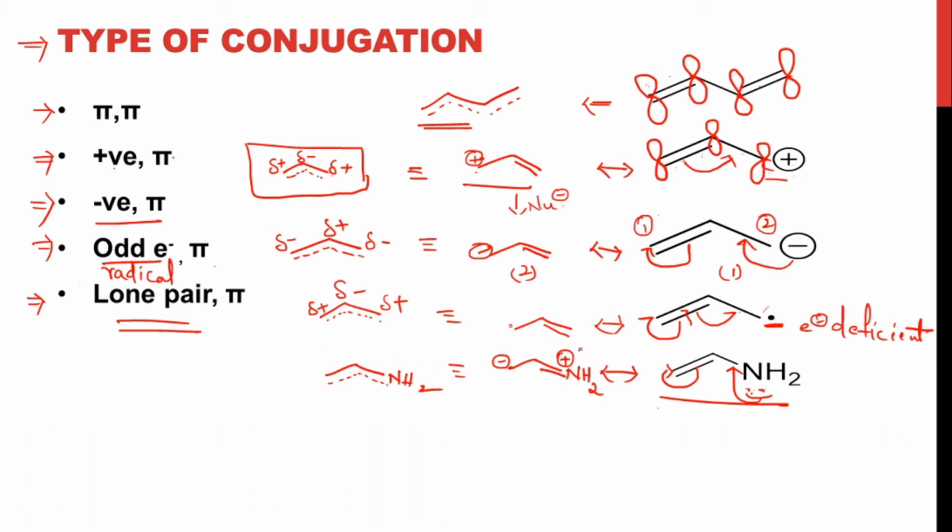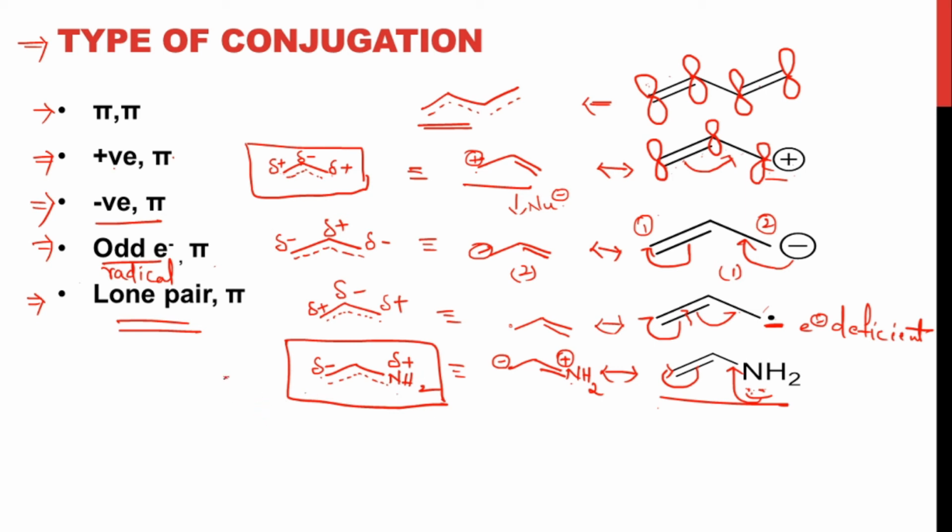So in this molecule, nitrogen is gaining the positive charge, so we'll write delta positive, and carbon is gaining a delta negative charge. Okay. When an electrophile is attacking, it would attack on the carbon atom, and if the nucleophile is attacking, it will attack on the NH2.